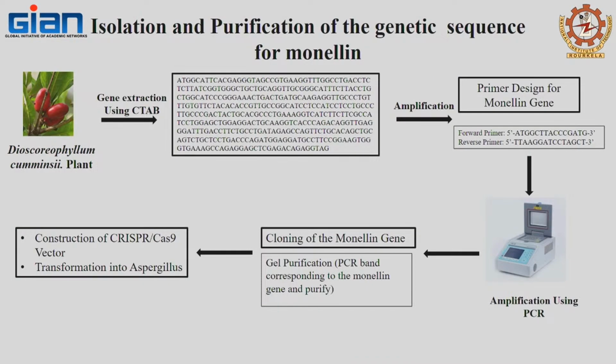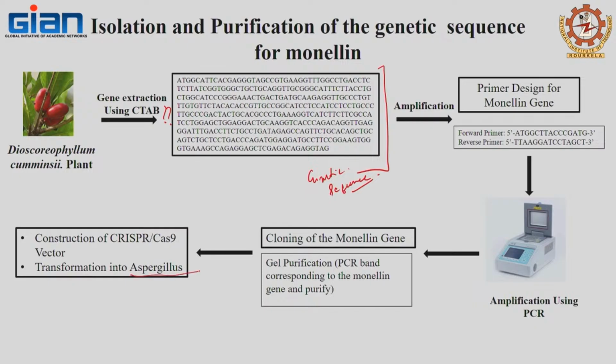We have selected the specific species for the isolation of the gene, and this is the genetic sequence for the same. We have used the CTAB method for isolation of the gene, and after identification of the gene we went for amplification, and the primer design is also needed. The forward primer and reverse primer are given in this slide, and after that we will be amplifying and cloning the monellin gene into the particular organism.